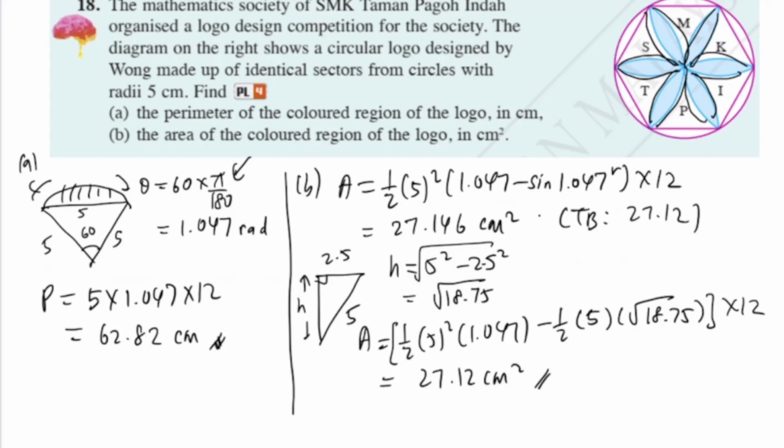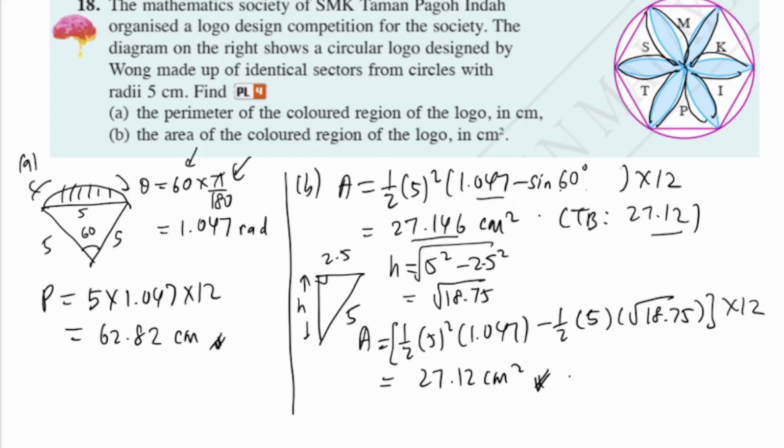Again, it's up to you whether you want to use the long way or short way, but it should be accepted. But if you want to get this answer closer to this answer, then you shouldn't use 1.047. You should use this directly. In fact, I would use sine 60. If you use sine 60, let's try. Sorry, use your calculator in degree. I think it would be closer to the other answer.